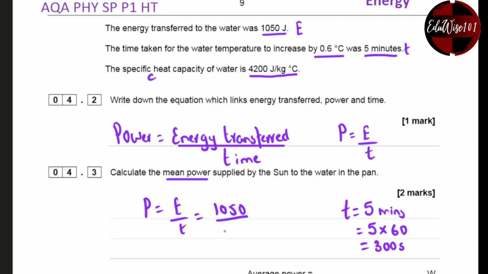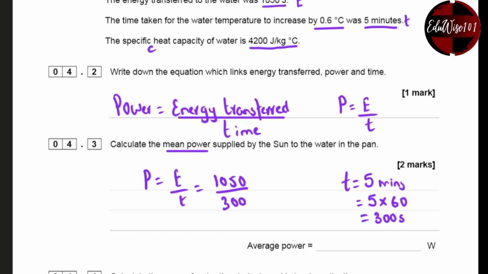1050 divided by 300 gives me 3.5 watts. So the answer is 3.5. You get a mark for converting the time to seconds and then a mark for the correct answer.